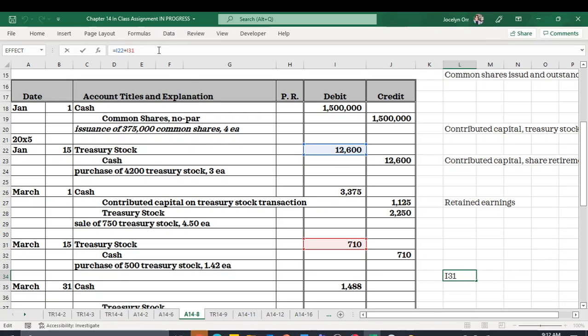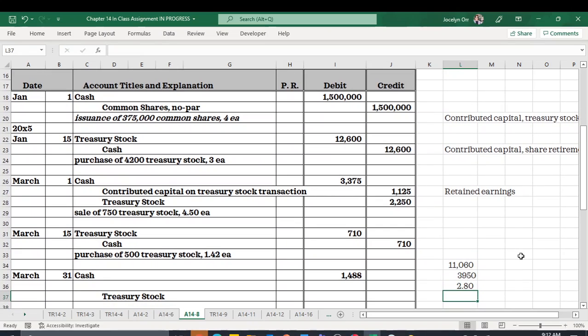Sorry, I'm losing my mind this morning, guys. Sorry, we are going to take out the 2,250 from our March 1st transaction, giving us a balance of 11,060. And this is in relation to 4,200 shares that we purchased, and then we sold 750, and then we purchased another 500. When we divide the balance by the number of shares, we get an average of $2.80.